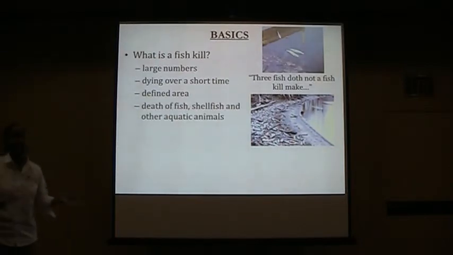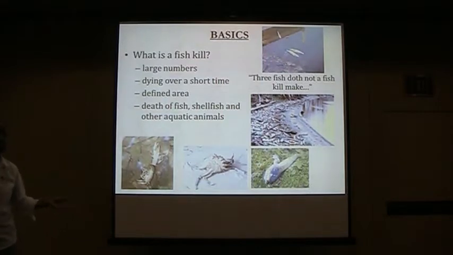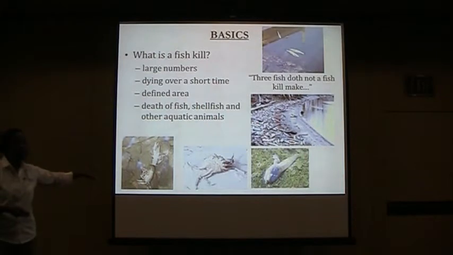One thing that we don't often take into consideration is that in addition to the fish, you can also have shellfish, so you might have crayfish, crabs, and you can have other things like frogs or their tadpoles that die as well. And depending on what exactly is dead, is it only fish or are there other things, that can be a really good indication of the underlying cause.